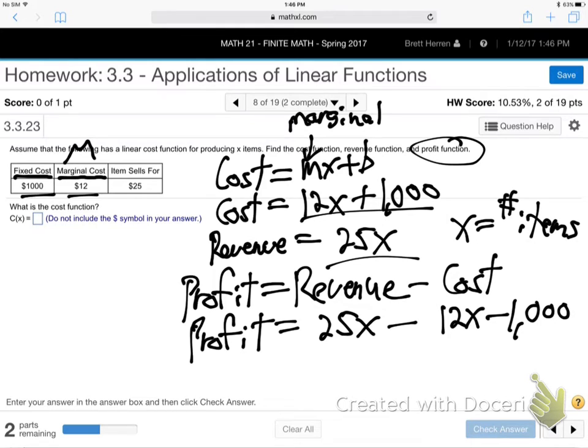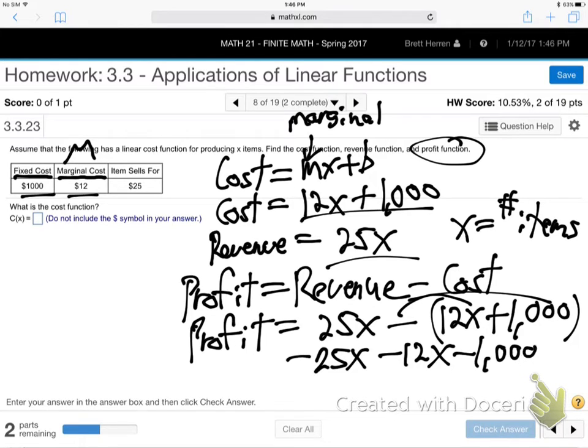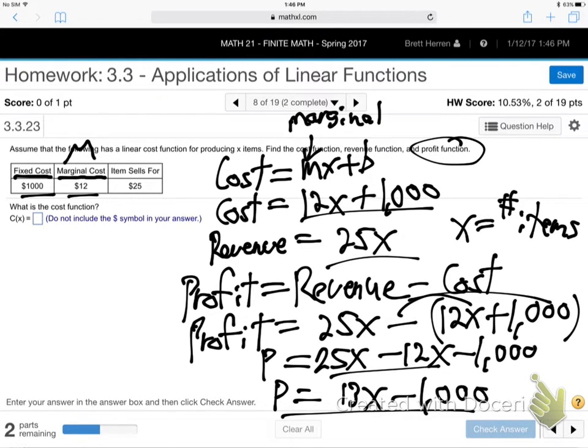You can put parentheses if you want. I'm just going to skip that step and just distribute the negative sign. Is that okay? Maybe I should do it more slowly. That negative will distribute to both, because you're subtracting the cost function, right? Minus 12x minus 1,000. So the profit function, gathering like terms, 25x minus 12x is 13x minus 1,000. So there's the profit function.